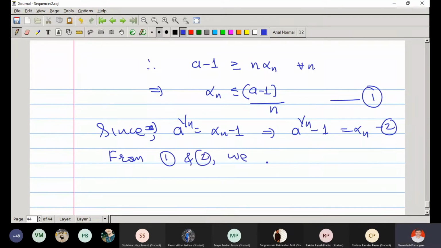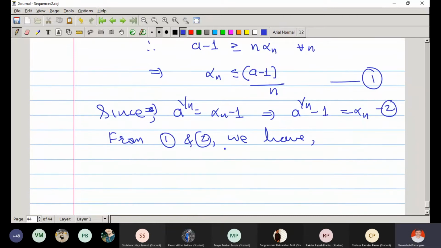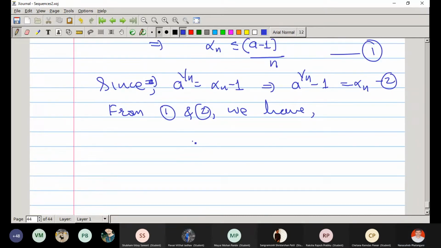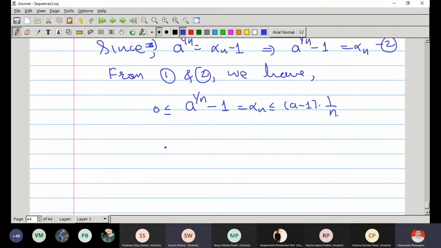what we have? A raised to 1 by n minus 1 is less than or equal to a minus 1 upon n. So a minus 1 into 1 by n, right? So this quantity, a raised to 1 by n minus 1, is it a positive quantity? Yes, sir. And therefore, can I say that its absolute value is the same as itself?